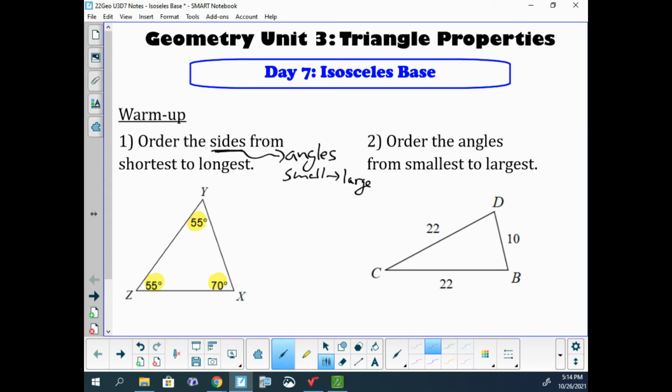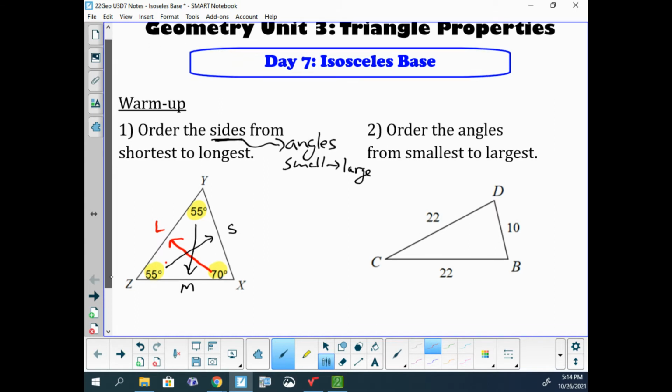So when we look at our angles of 55, and 70, well, we've got a tie here between the 55s, and 70 is definitely bigger than that. So we know that that side is going to be the largest for sure. And then the 55s are going to be a tie, so you can call them small or medium. And since I'm looking for the sides, I want to use my two letters. So YX is the first small one.